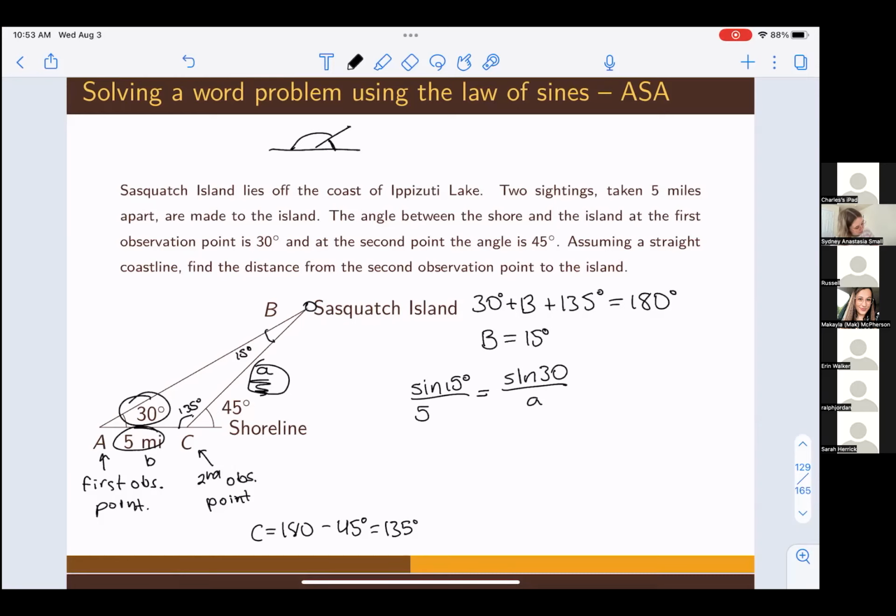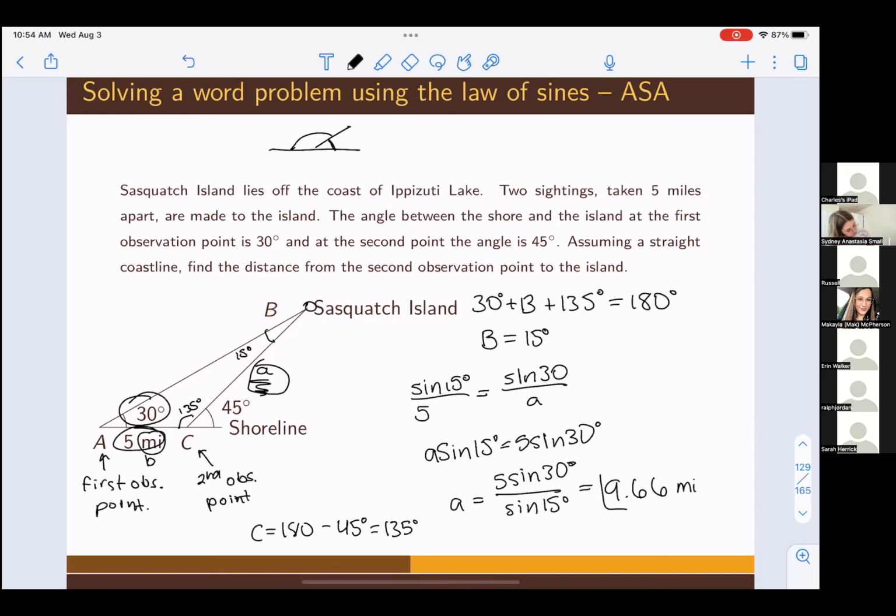Cross multiplying, we get that A times the sine of 15 degrees is equal to 5 sine 30. Therefore, A is equal to 5 sine 30 degrees all over the sine of 15 degrees, which when we plug that into our calculators, because we're allowed to use our calculators for these because we're not always going to have friendly angles we're working with. Like, for example, I don't know what the heck the sine of 15 degrees is. We get 9.66. And remember, our side lengths are measured in miles, so we need to include a unit there.